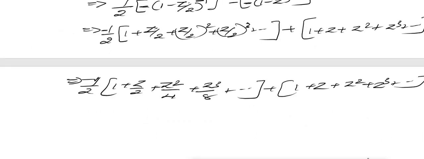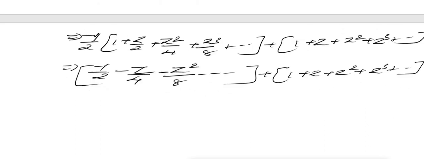So now you can start adding the like terms. So the like terms, either you multiply this minus 1 inside, minus 1 by 2 inside, and start with all the terms. So I have multiplied minus 1 by 2 inside. I'm going to start adding each term. So the first term is minus 1 by 2 plus 1.